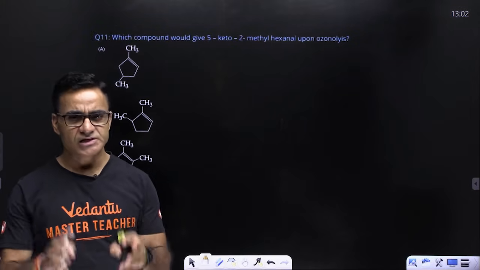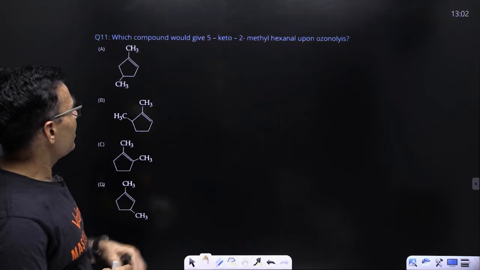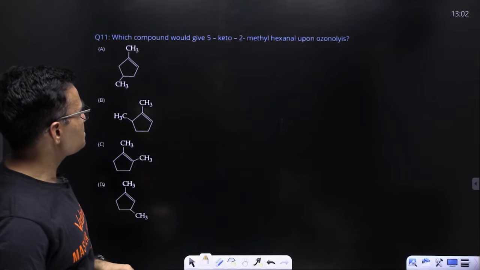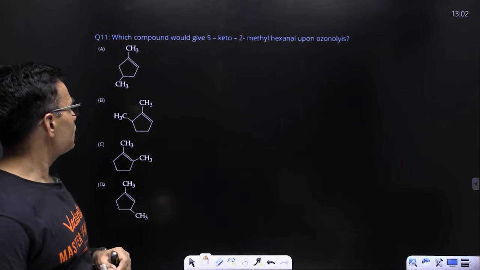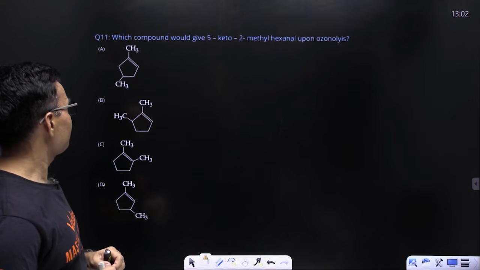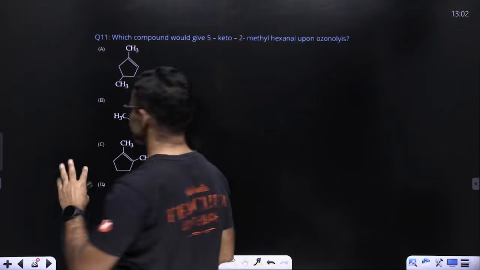ये क्वेश्चन बेसिकली एल्कीन की ओजोनोलिसिस रिएक्शन पे बेस्ड है. तो क्वेश्चन में बोला हुआ है कि कौन से कंपाउंड का ओजोनोलिसिस प्रोडक्ट 5-कीटो-2-मिथाइल हेक्सेनल है. Okay, so you have to check via options. सभी का ओजोनोलिसिस करके आपको चेक करना पड़ेगा.